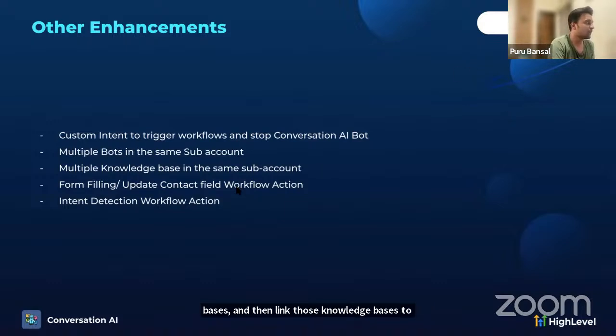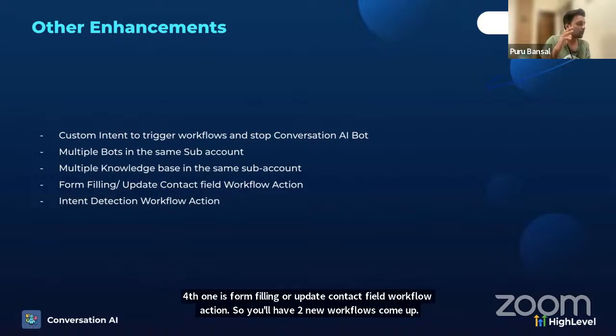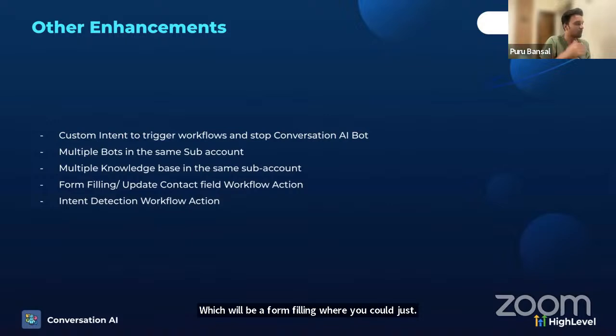The fourth one is the form filling or update contact field workflow action. So you'll have 2 new workflow actions come up, which will be a form filling where you could just define the fields that you would want the bot to ask, and the bot will essentially ask for that information and update that in the particular custom fields. And the second one is the intent detection, where you will be able to use AI within the current intent types that you're using in your if else and in your message type, which are currently on an older AI. We'll be able to upgrade that to a newer AI using the current elements.